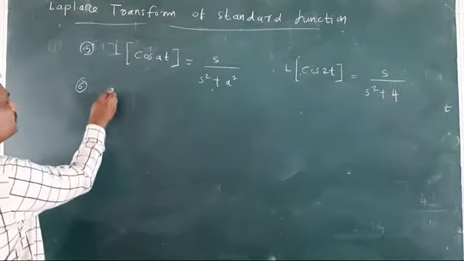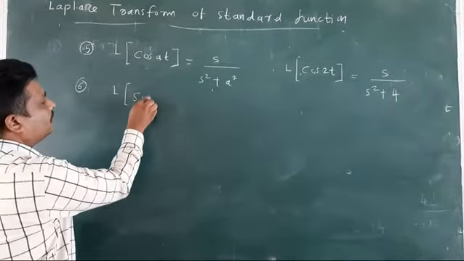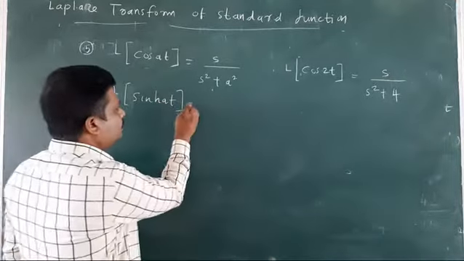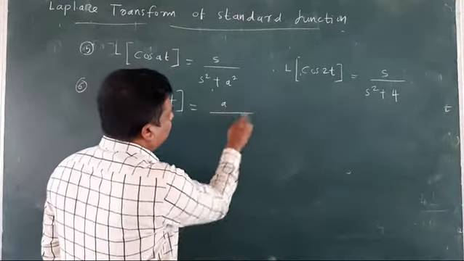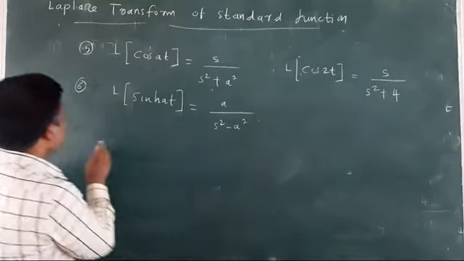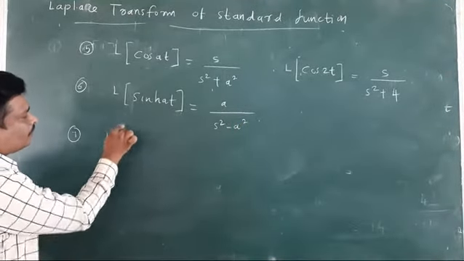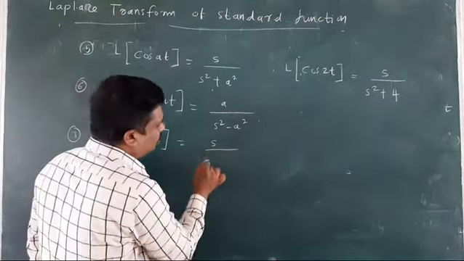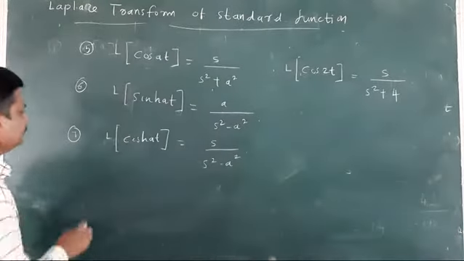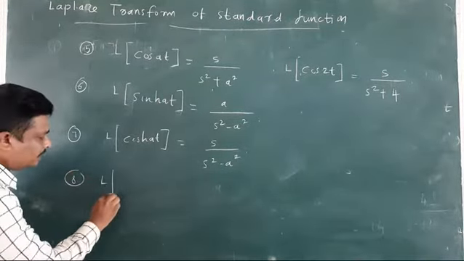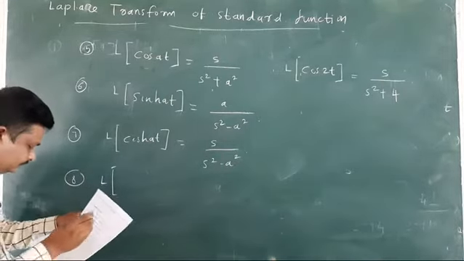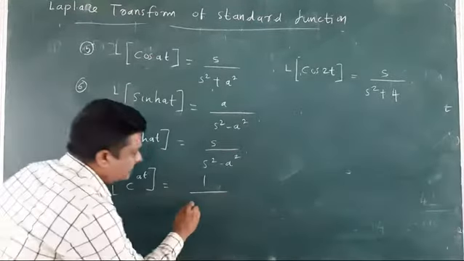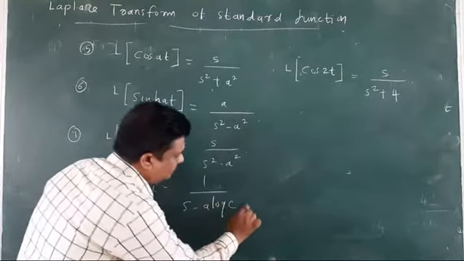Similarly, we have some more formulas. Laplace transform of sine hyperbolic at. So this is the hyperbolic function, which is equal to a upon s square minus a square. So the next formula is Laplace transform of cos hyperbolic at. So it is given by s upon s square minus a square. So next formula is Laplace transform of c to the power of at, which is equal to 1 upon s minus a log c.